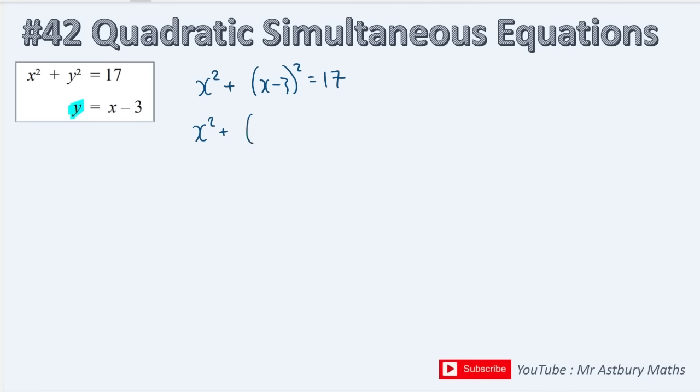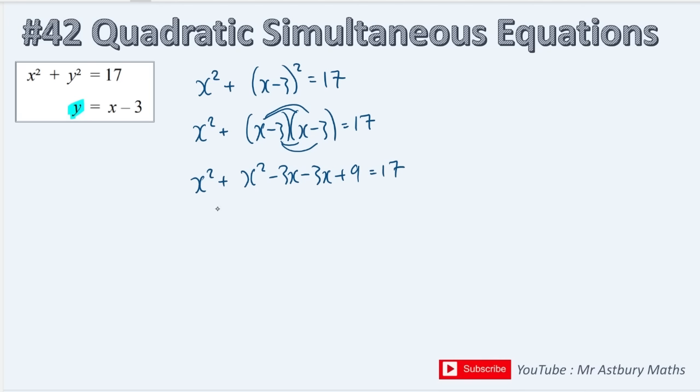I'm going to write it out first, make sure I get my method marks, and I'm going to multiply using the crab method. I get x squared minus 3x minus 3x plus 9 equals 17. This will simplify to 2x squared minus 6x, and I'm going to take the 17 away from 9, which is going to give me minus 8 equals 0.